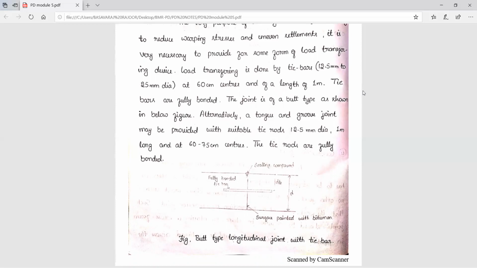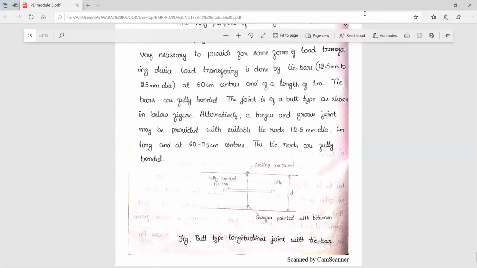So this is all about the necessity and requirements of the joint constructions and also the types of joints under the rigid pavements.